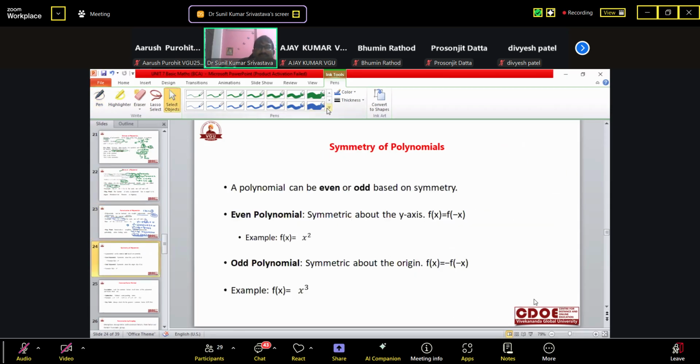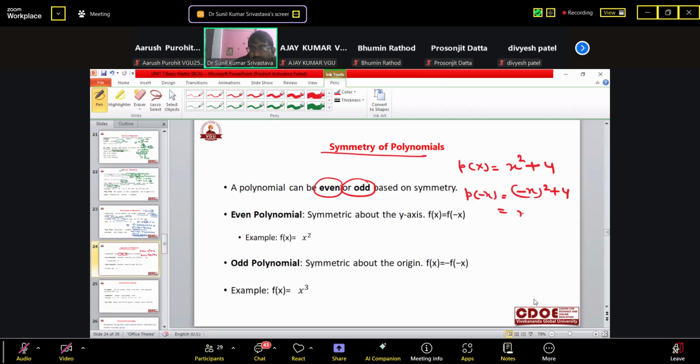That is a very good concept which you are going to read: symmetry of the polynomials, even or odd. Suppose we have a polynomial expression p(x) is equal to x square plus 4. If we replace x by minus x, we get minus x whole square plus 4, which is equal to x square plus 4. For any expression, if you replace x by minus x and there is no change in the polynomial, that is known as an even polynomial.